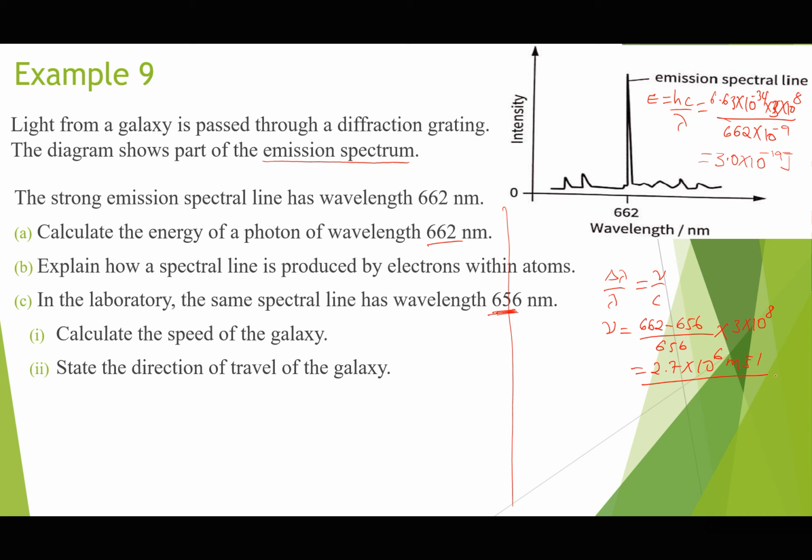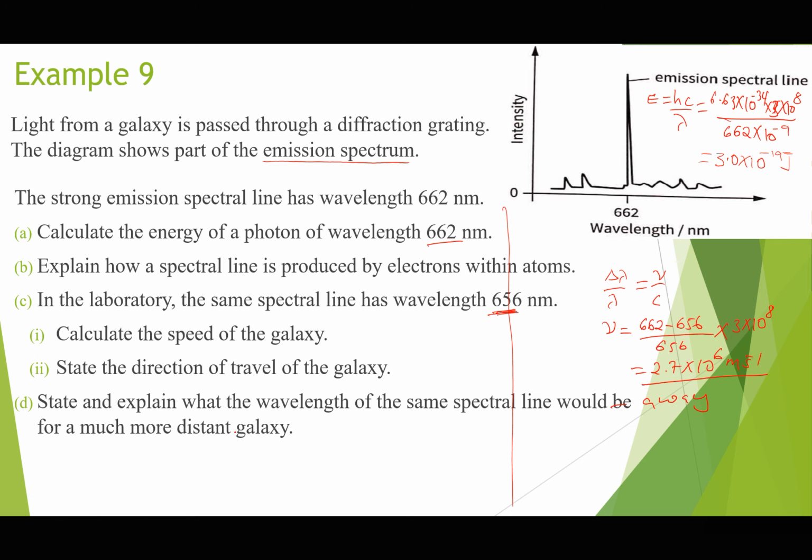Then state the direction of travel of the galaxy. You notice that the wavelength of light from the galaxy is longer than the known value in the laboratory. So this is moving away. It is already redshifted.